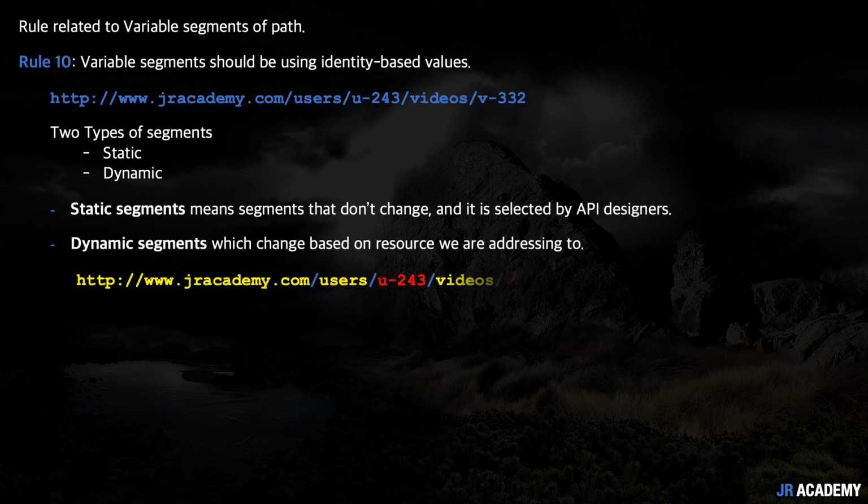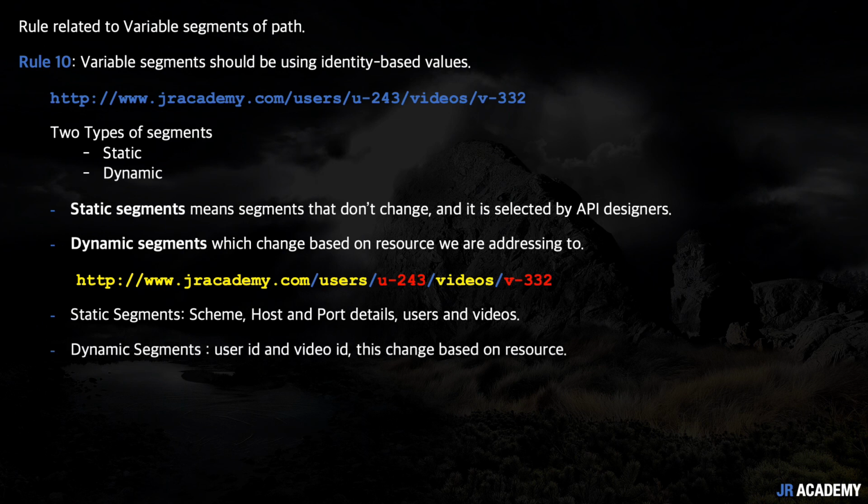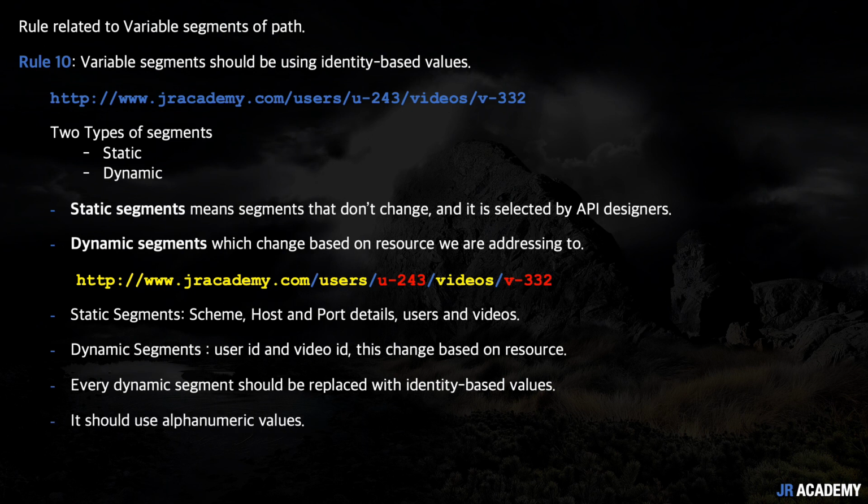In our URI, we have scheme, authority, users, and videos that don't change. And we have user ID and video ID that change based on the resource. So this rule is saying that every dynamic segment should be replaced with identity based values and it should use alphanumeric values. And in our example, we have U-243 and V-332, which are alphanumeric values for identity.